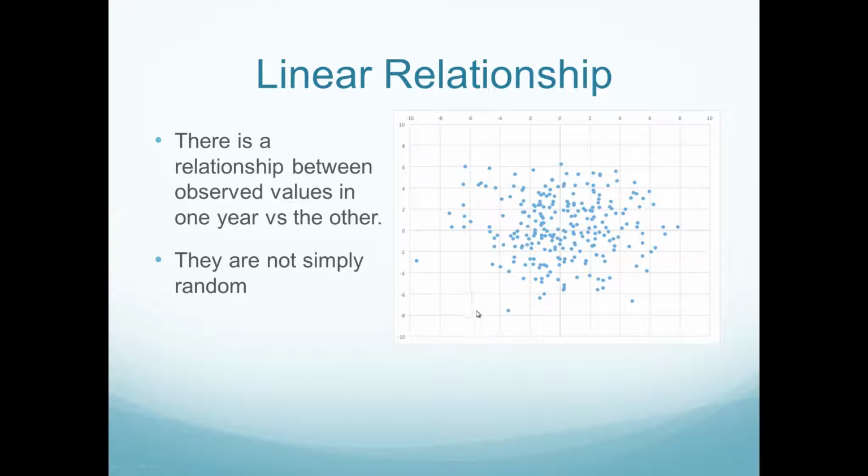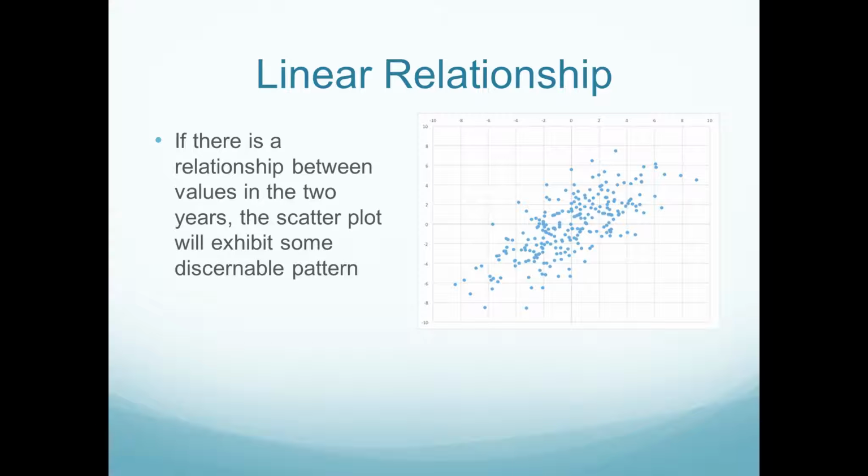And there doesn't seem to be any pattern of that when one's high, the other year is high, or when one's low, the other year is low, anything like that. Or maybe the opposite, when one's high, the other's always low, and vice versa. So there's no real pattern here. And in fact, you would have a hard time figuring out how to draw a line through this data that would really explain it. And so that's what a set of data looks like when there is no relationship.